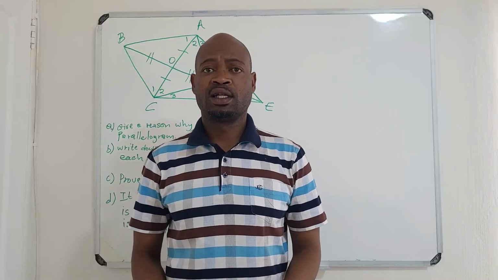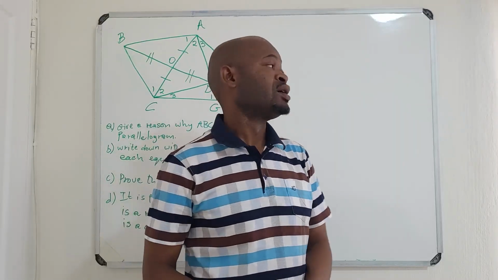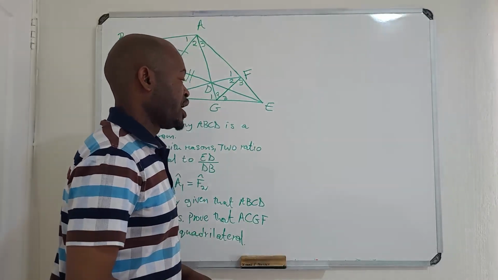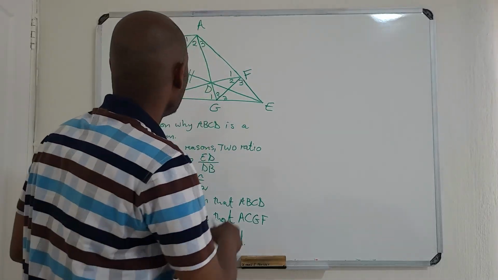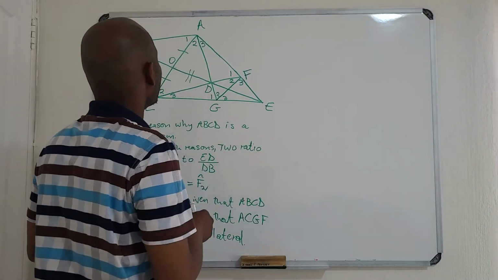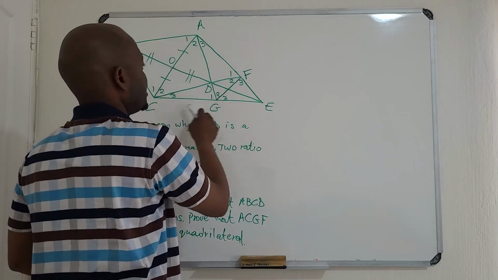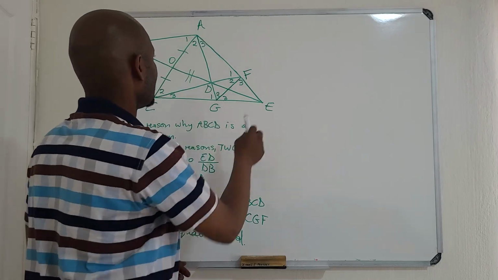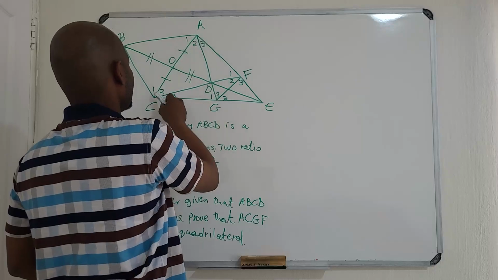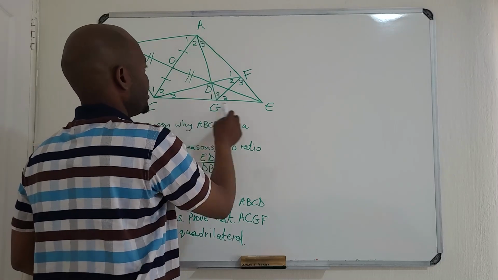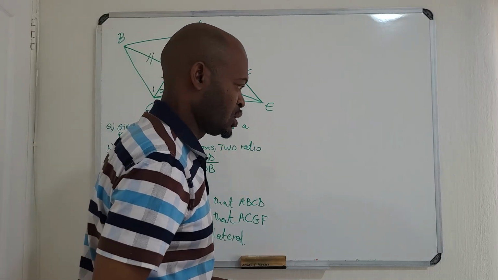Let's look at another exam question. In the diagram, EO bisects AC in triangle ACE. That's what we are told.